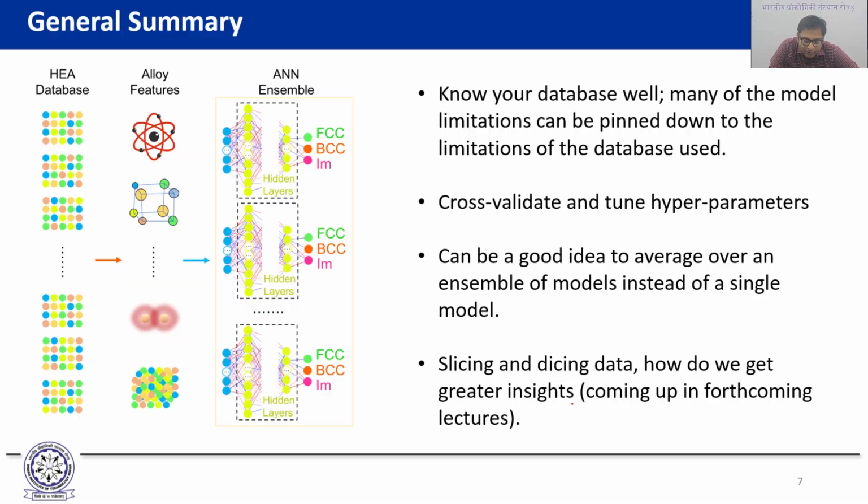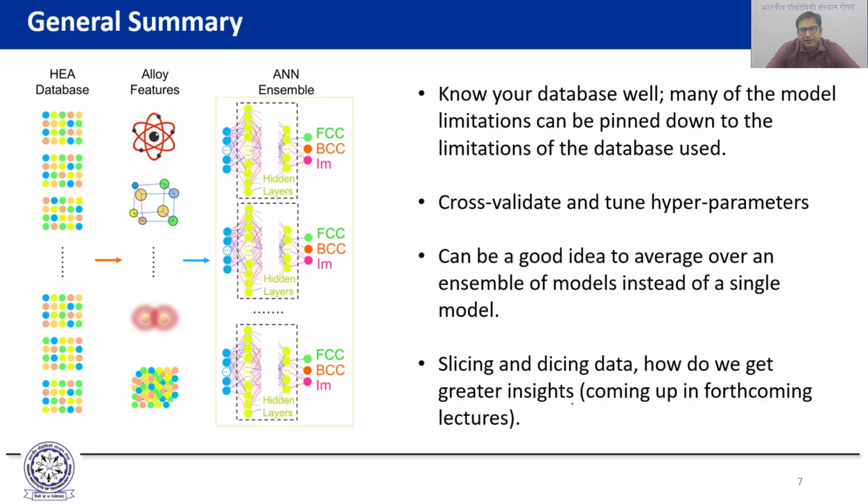So a few takeaway points I would want to emphasize. The first thing is you should know your database well. Many of the model limitations can be identified simply by exploring your database and knowing the limits of your database. The next thing that's really important is you should cross-validate. The cross-validation part is really important. You do a 5-fold cross-validation, 10-fold cross-validation. That really depends on how much data you have got, and it's always good to cross-validate extensively so that you can figure out if there are certain weird conditions under which the model is actually not performing well.